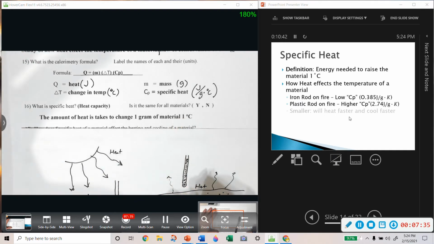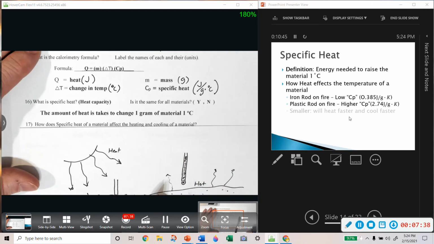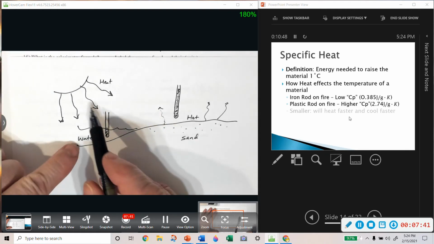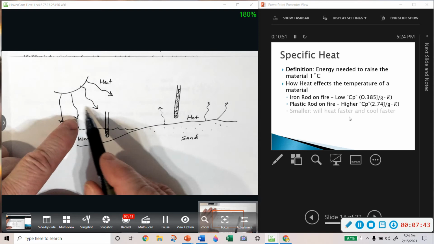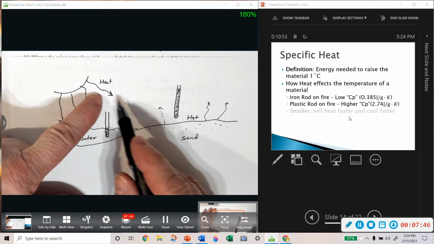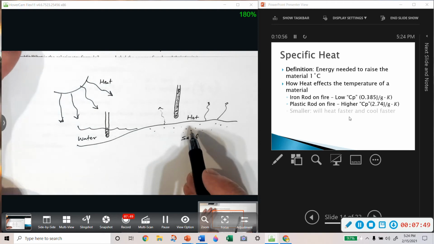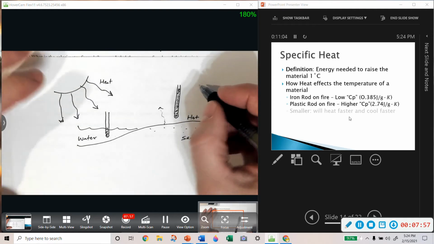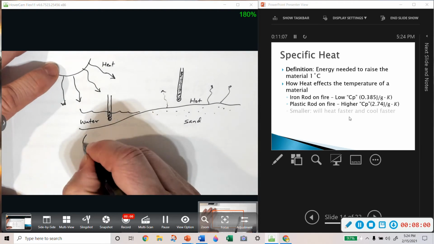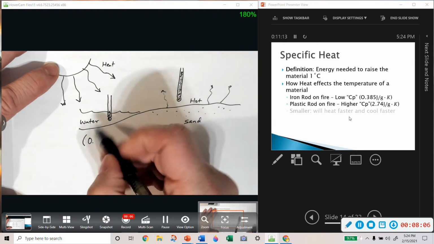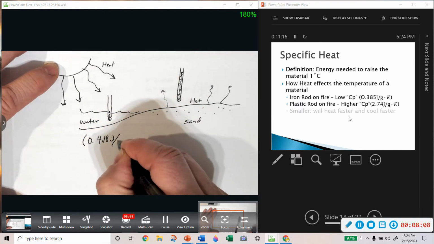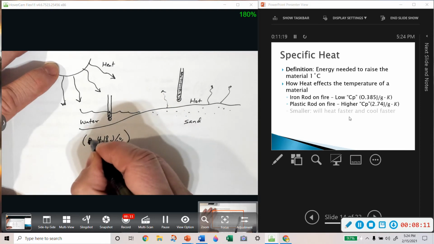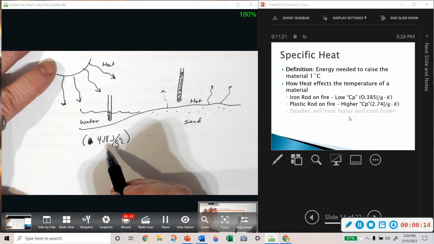Okay? What does that mean? Here's what it says. If I put a certain amount of heat in water, how much energy does it take to go up 1 degree? And how much energy does it take to go up 1 degree for the sand? Well, the sand has a lower specific heat, so it can jump very quickly. Just for an example, water has a specific heat of 4.18 joules per gram degree Celsius. So that's the specific heat value. It's got a number rating.